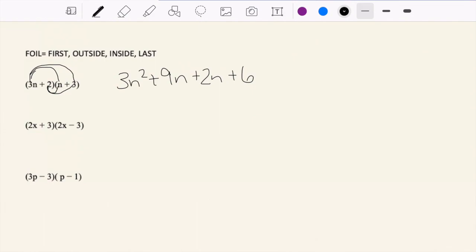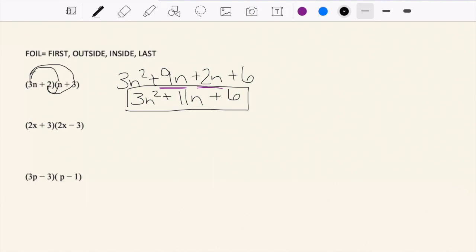Once we have this, we need to look and see if there's anything that we can combine. And usually what we can combine is right in the middle. They both have the same last name, so 9n plus 2n gives us 11n. And we just bring the rest of the equation down. So the answer would be 3n squared plus 11n plus 6. So remember, FOIL. First, outside, inside, last.